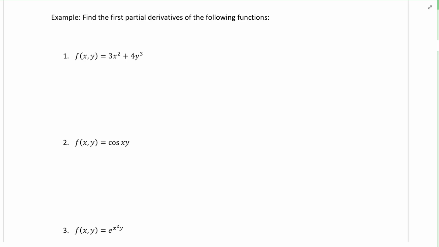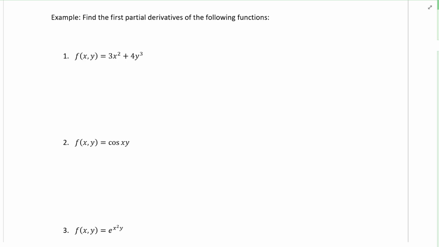In this video, we'll talk about partial derivatives of functions with more than one variable. So let's find the first partial derivative of the following function. f of x, y equals 3x squared plus 4y cubed.